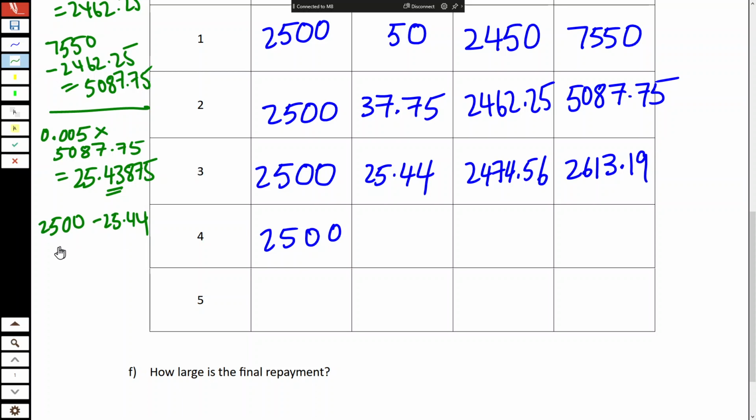Okay, Harry. I am going to be charged interest in the fourth payment. So what number should go here, or how can I work it out? 13.06. Okay, and how did you get that number? Would someone like to jump in? 0.005 times 2,630.19. It comes to like 13.